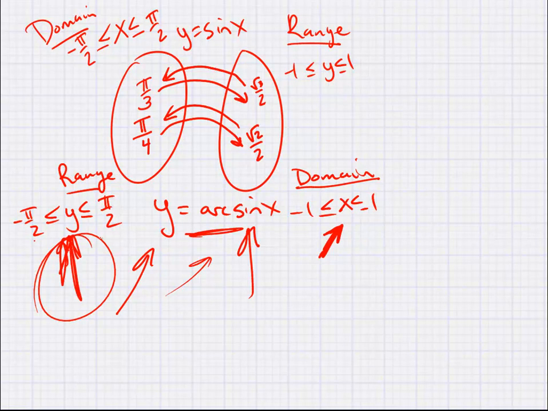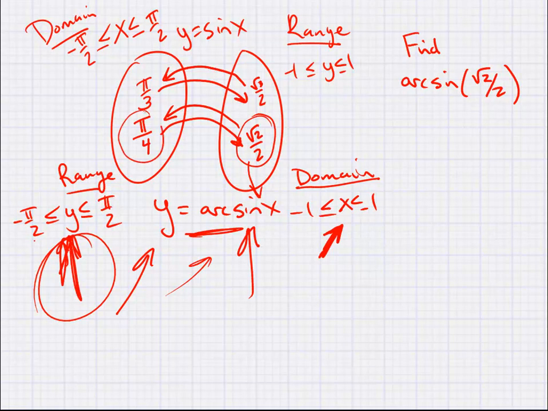problem, because you're going to have a question like this. Find the arc sine of square root of 2 over 2. In that case, I'm going to plug square root of 2 over 2 into the arc sine function and figure out where it goes. Well, clearly from my picture you see it goes back to π/4.